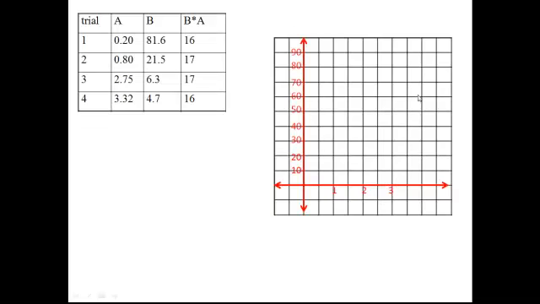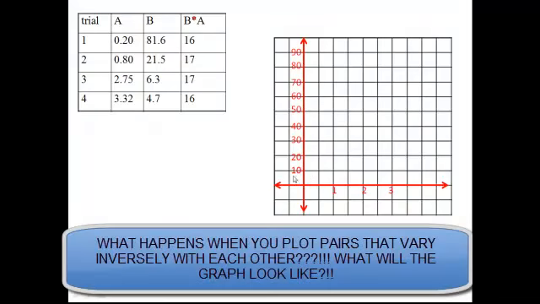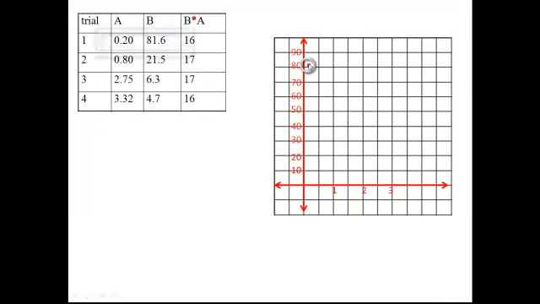Alright, so I'm just going to quickly graph this inverse relationship that we found. So when we did our B times A or A times B, we got the 16, and it doesn't matter for multiplication what order. So when we do these multiplication terms, what you're going to always get is 16. So I'm going to plot these points, 0.2 and 81. What will this graph look like? We're going to go all the way to 81, so right about here.